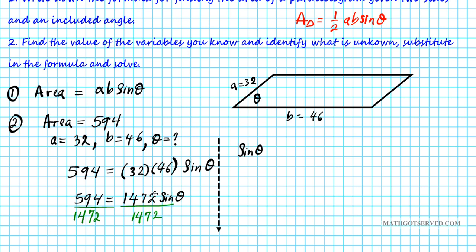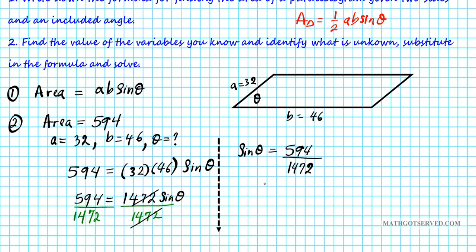These two divide out. We have sine theta on the left side, but we can switch it around. We have sine theta equals 594 divided by 1,472. Notice I didn't divide this yet. I just want to preserve accuracy, okay?